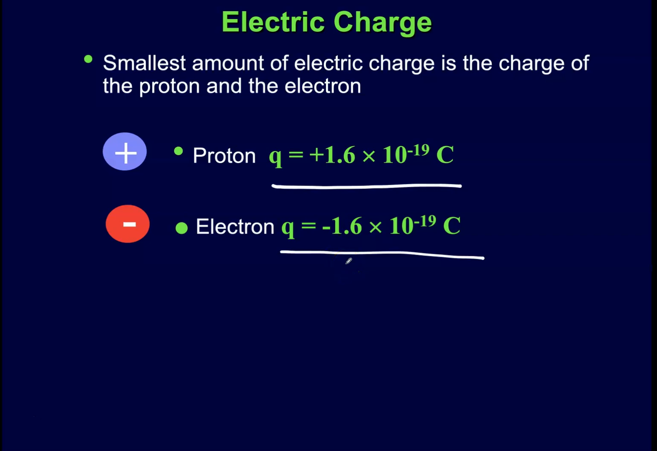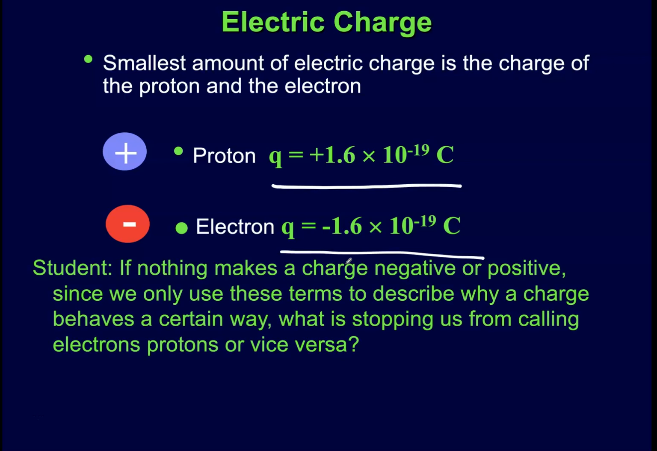Now what we'll do from time to time is look at student comments that have commented on certain things like this. So here's a question a student had. If nothing makes a charge negative or positive, since we only use these terms to describe why a charge behaves a certain way, what is stopping us from calling electrons protons or vice versa? So again, this is a student question, really good question.